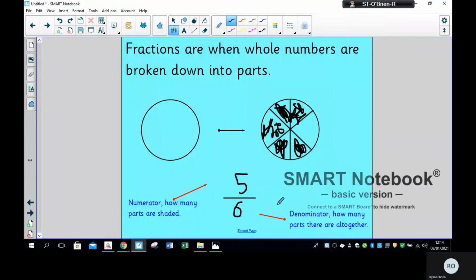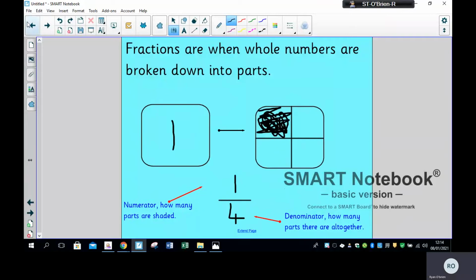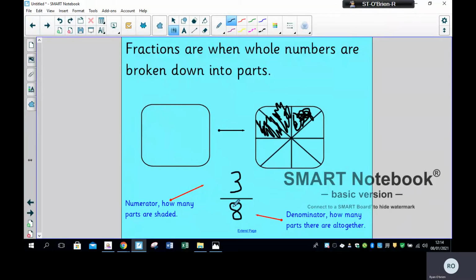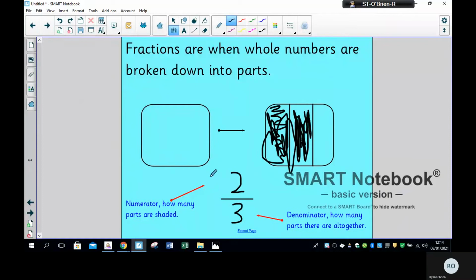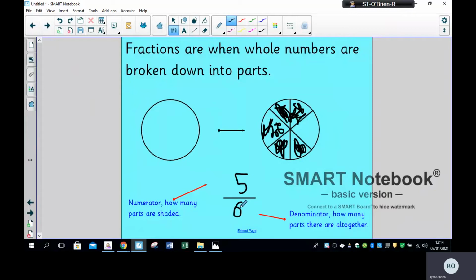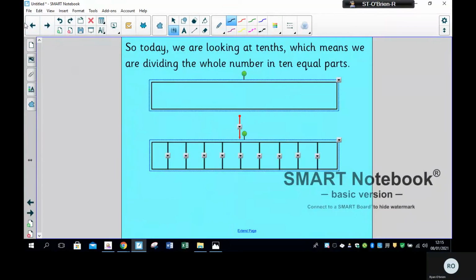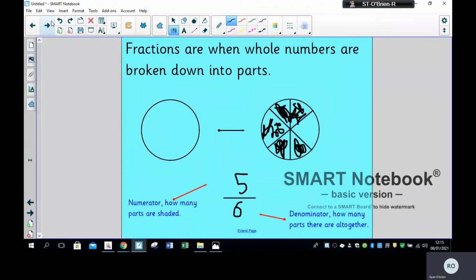Now, just going to flick back. When we split it into 4s, that's quarters. So it's 1 quarter. If we split it into 8s, it's eighths. So that's 3/8. If we split it into thirds, into 3, it's thirds, so 2/3. If we split it into 6, it's sixths. It's 5/6. And Mr. O'Brien's got a slight lisp on his S's, so I find these words quite hard to say, but 5/6.